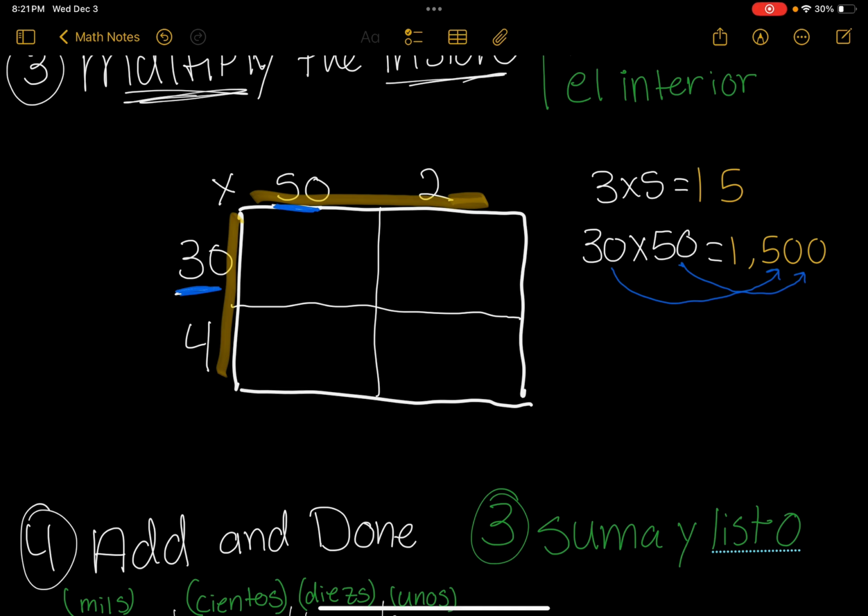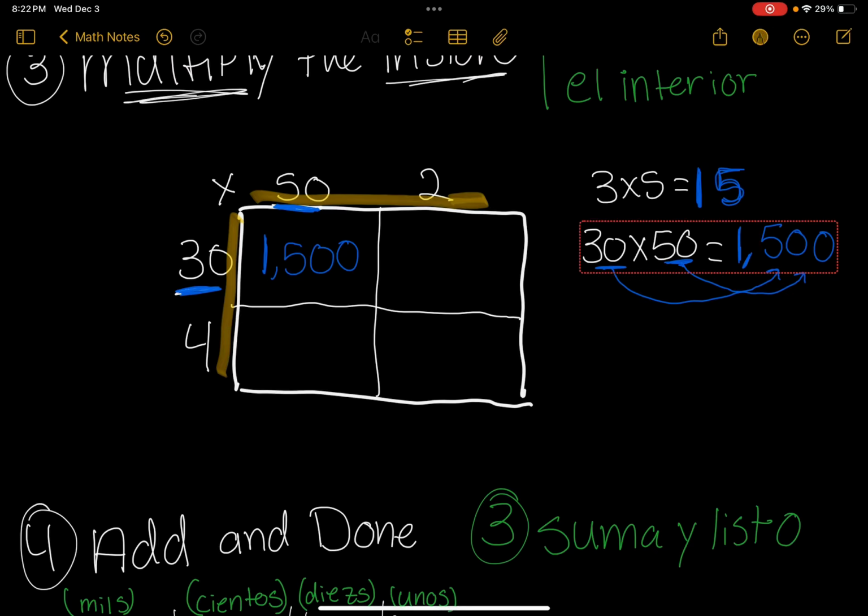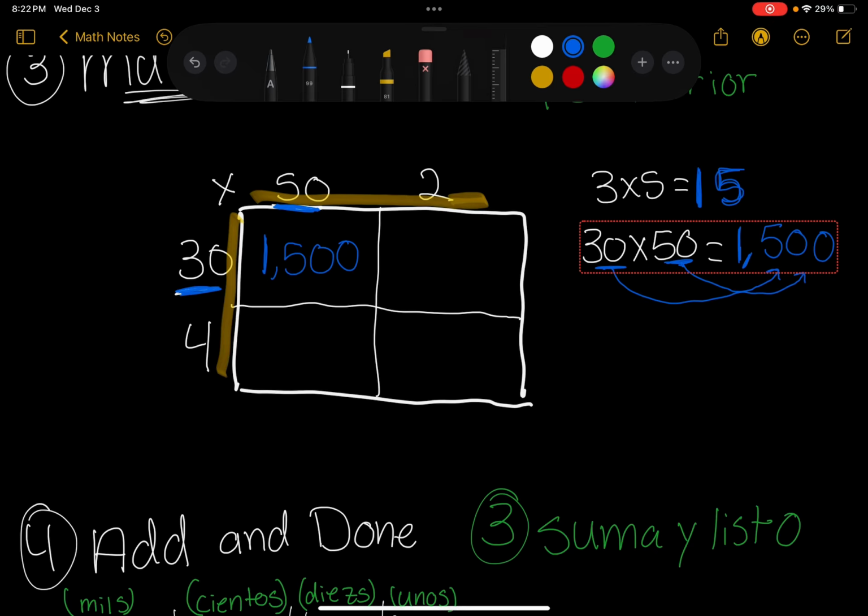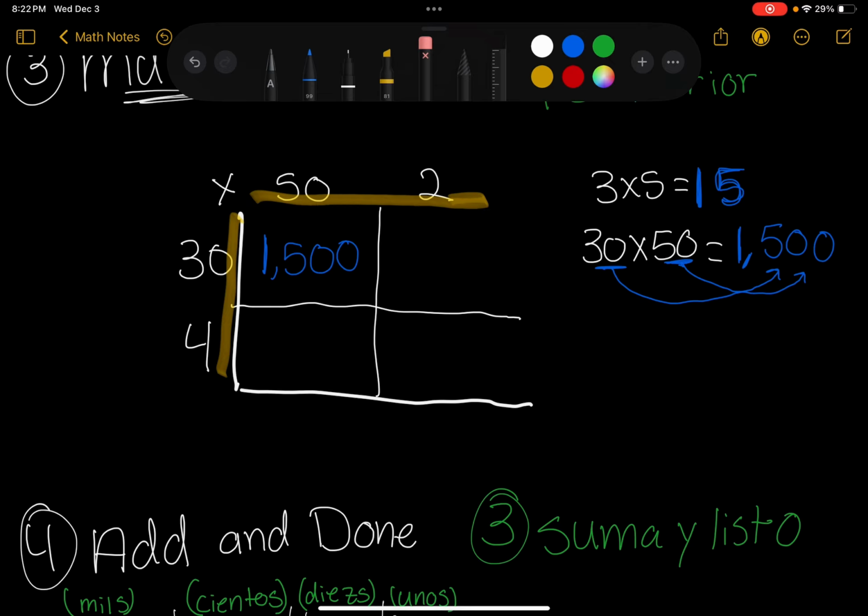So how many zeros do we have? We have 2 zeros. So we're going to bring both zeros over. And we should have an answer of 1,500. So inside my box, I'm going to write 1,500 inside my box. Now, we're going to move on because we got some more numbers to do.